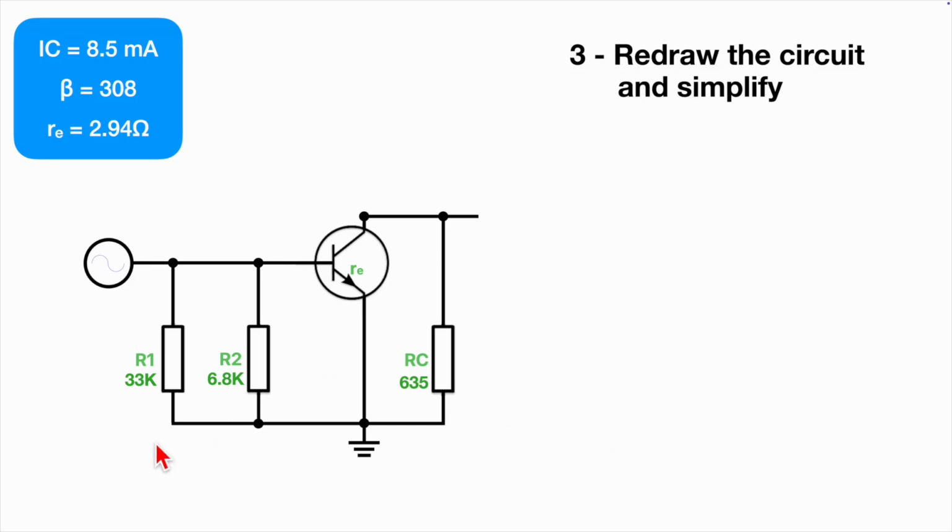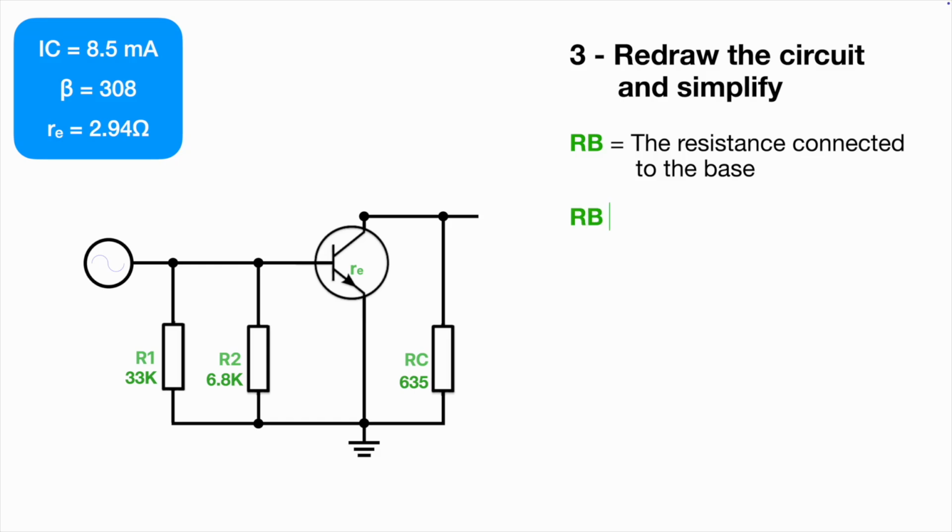Well, these resistors, R1 and R2, this is the base voltage divider. We can actually combine these because these are in parallel with one another. And so that's the next thing we're going to do. RB is the resistance on the base, the resistance connected to the base. And RB is going to be R1 in parallel with R2. So we're going to parallel these two and get the value.